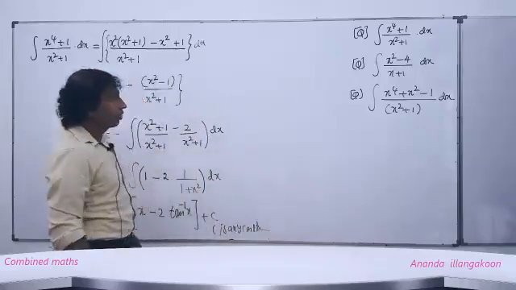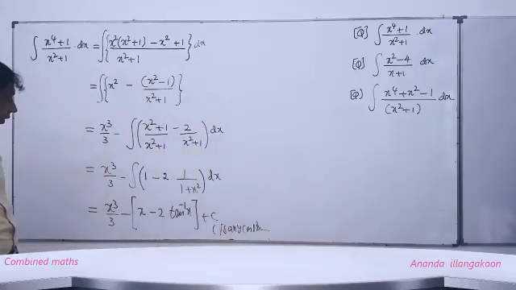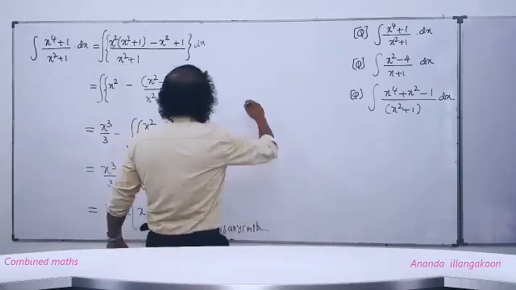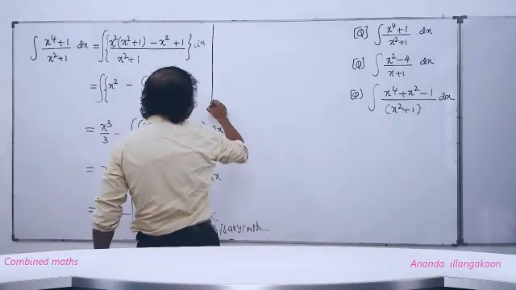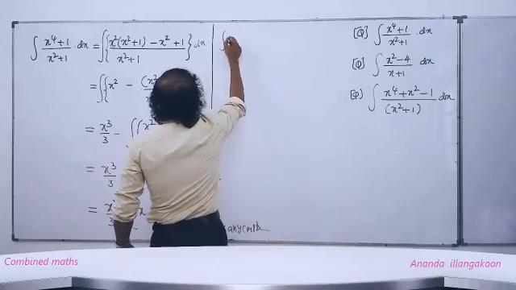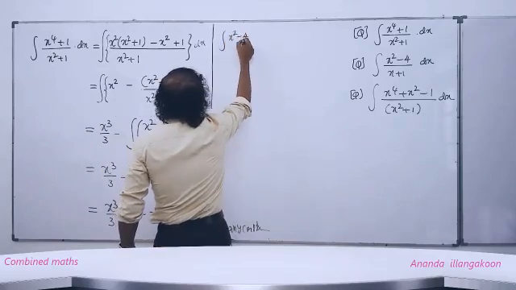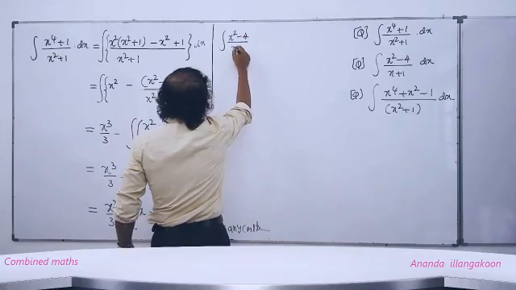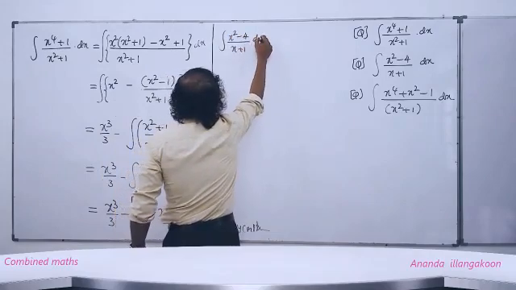C is any constant. The first part is okay. Right. That's how we take the number 1. Number 2. The integral of x squared minus 4 divided by x plus 1 dx.